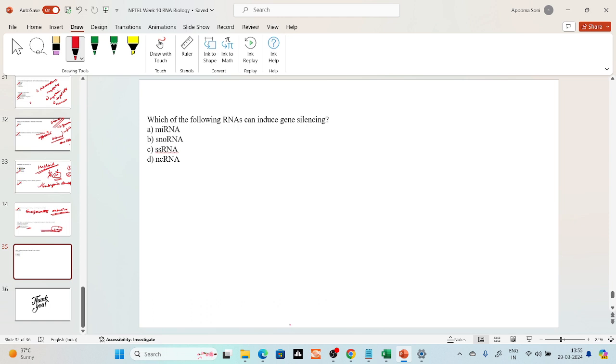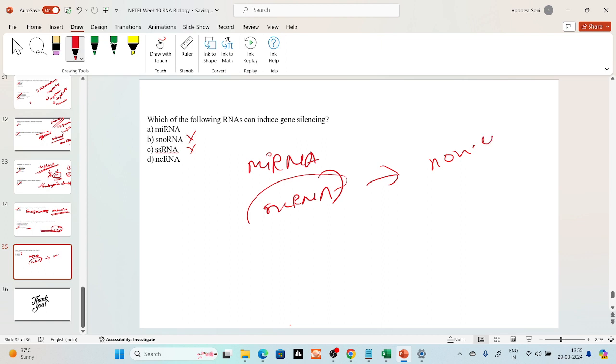Now you see snRNA cannot be the answer. ssRNA cannot be the answer. We have two candidates now, miRNA and ncRNA. What are ncRNAs? These are the non-coding RNAs. And what is miRNA? miRNA is a type of non-coding RNA which is specifically involved in gene silencing. So miRNA is a more specific answer than non-coding RNA, because non-coding RNA can be of many different types. snRNA and ssRNA are also non-coding RNAs, but they are not involved in gene silencing.